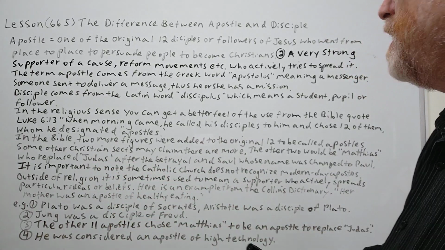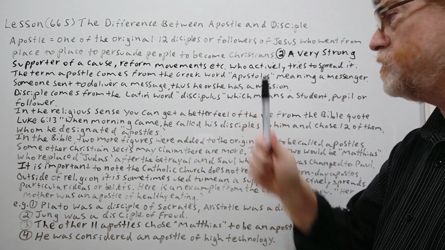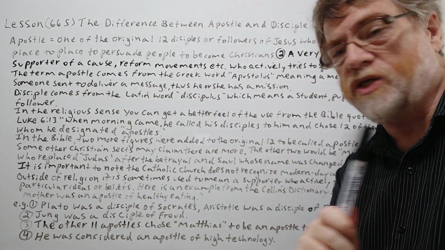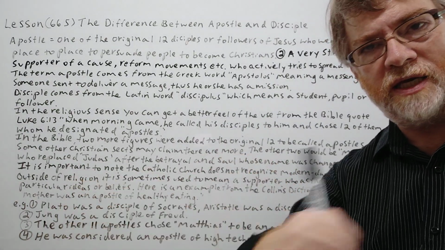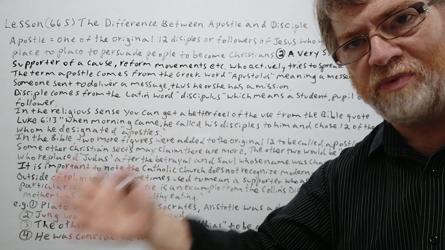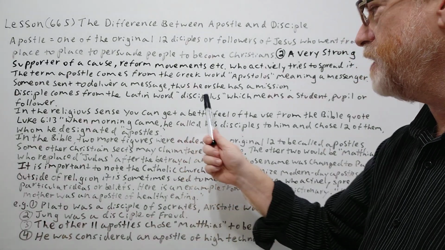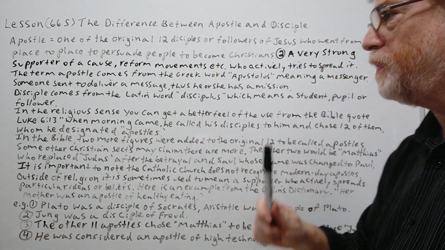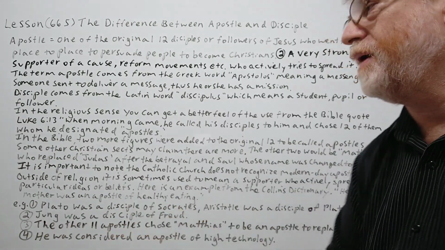All right, let's continue. The term apostle comes from the Greek word apostolos, meaning a messenger, someone sent to deliver a message. Thus, he or she has a mission. So an apostle is one that is supposed to actively spread these ideas, these beliefs. He's on a mission to do this. All right, now, disciple comes from the Latin word discipulus, which means a student, pupil, or follower. So one who is still learning, one who is still getting the knowledge about this.